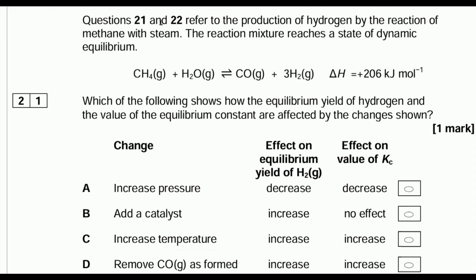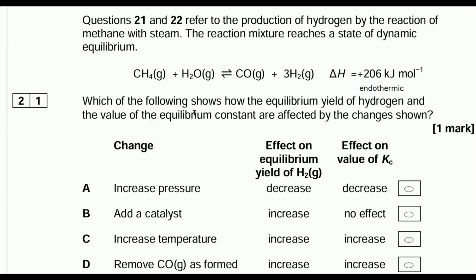Sorry about that. Questions 21 and 22 refer to the production of hydrogen by the reaction of methane with steam. The reaction mixture reaches a state of dynamic equilibrium. We've got methane, gaseous steam, the reversible symbol, carbon monoxide plus 3 hydrogen molecules, and the plus 206. What is this telling me? That's telling me it's endothermic. I don't know if I need that yet.